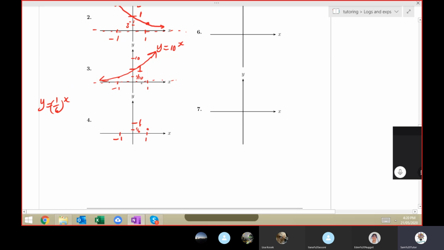Negative 1. I'm usually subbing in 1 and negative 1. They're just the best two to sub in. You get positives, you get negatives. What's 1 on 6 to the power of negative 1? Plug it into your calculator. What do you get?